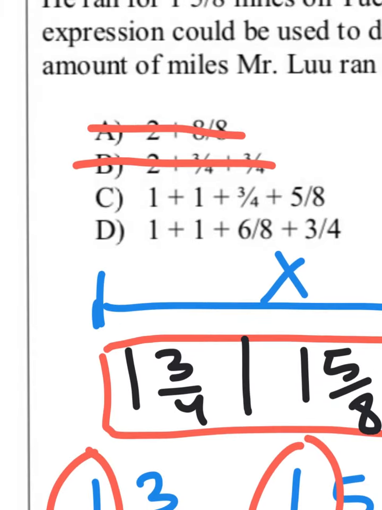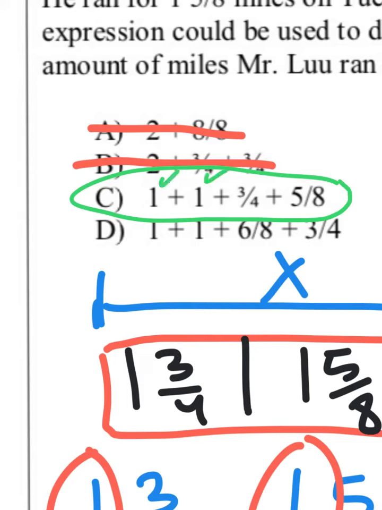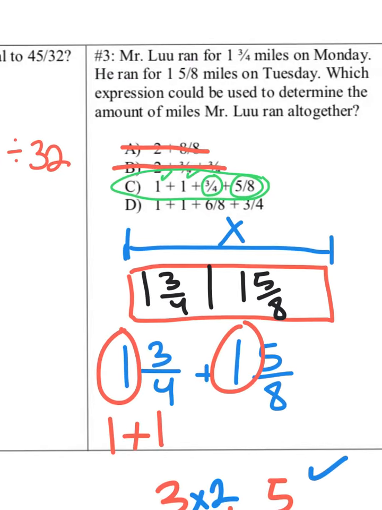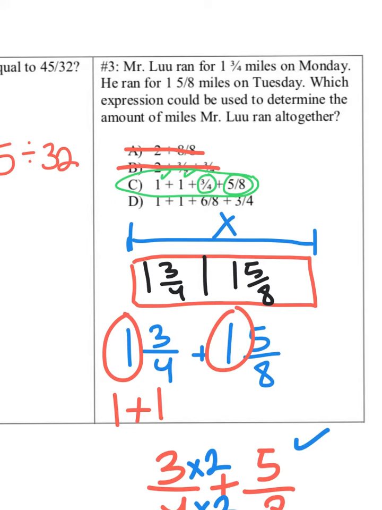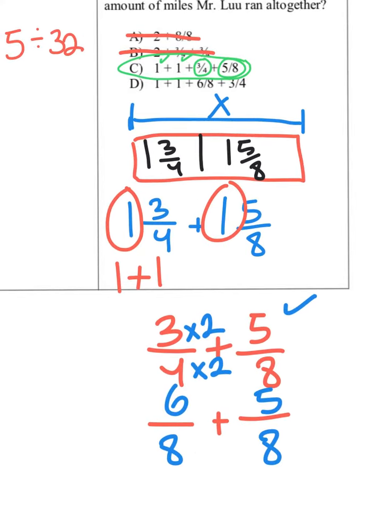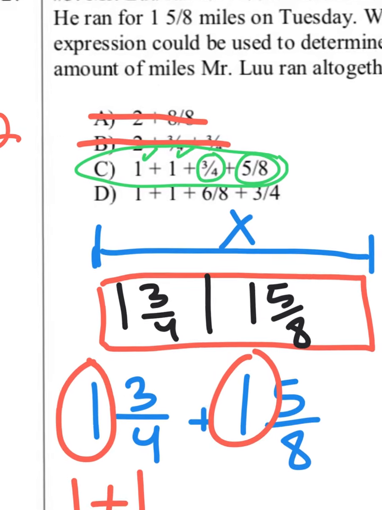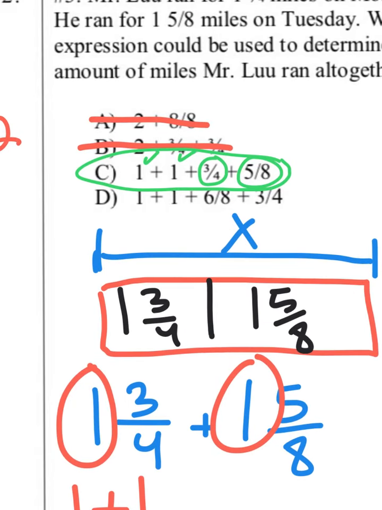In this case, there's none, but we do know that C is what we really want because that's 1 plus 1, and the 6/8 is really the 3/4, and then the 5/8 stays the same at 5/8. So for letter C, they didn't change it to common denominators, they just left it at 3/4 and 5/8. So we actually did more work than we needed. However, it's still correct. 1 plus 1, so the whole number needs to be added together, and then 3/4, which is really 6/8, plus 5/8.